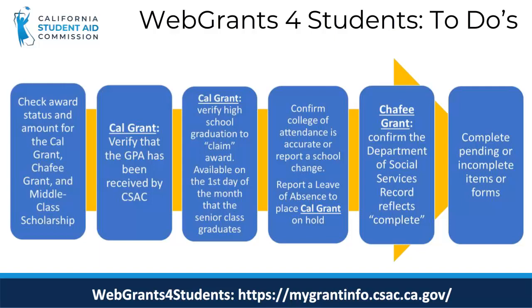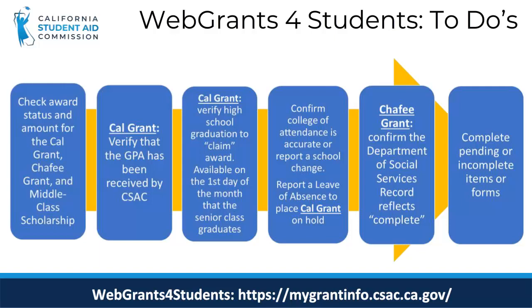Since foster students typically have significant need, many will qualify for multiple types of aid. It is not uncommon for a foster student to receive both a Chaffee Grant and a Cal Grant. In that case, both awards would be managed here. For example, a student can verify that a Cal Grant GPA was uploaded by their high school. Later, when they receive their Cal Grant award letter, students will be instructed to log in to claim their Cal Grant awards by self-certifying their high school graduation.